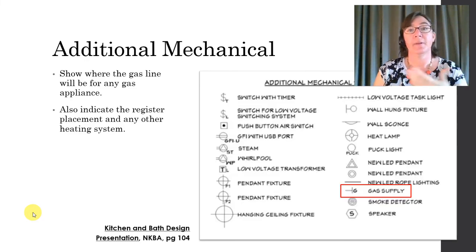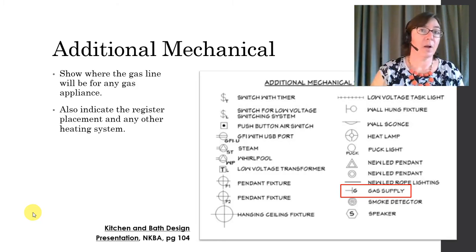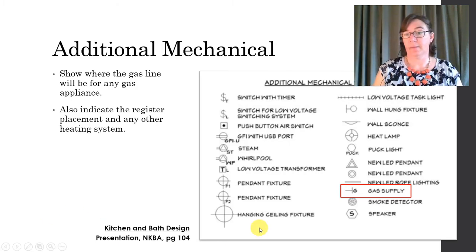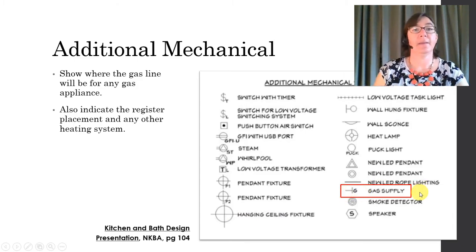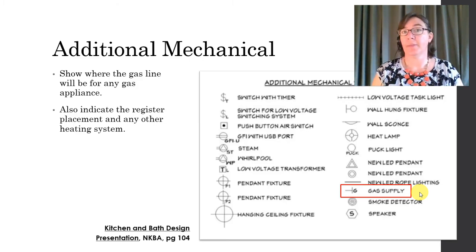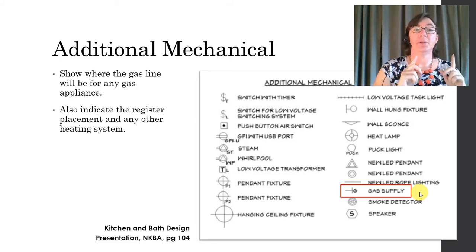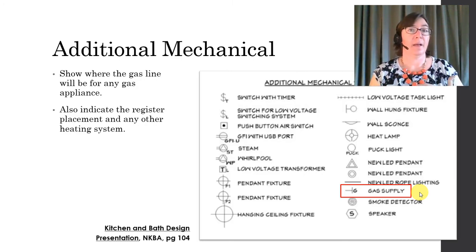There are also some additional mechanical symbols shown in your textbook. One that I really want to call your attention to is the gas supply. If you've got any gas appliances, such as a gas stove, you need to show where the gas line is going to go. Okay, and you'll also need to show any register placement and any vents in your designs.